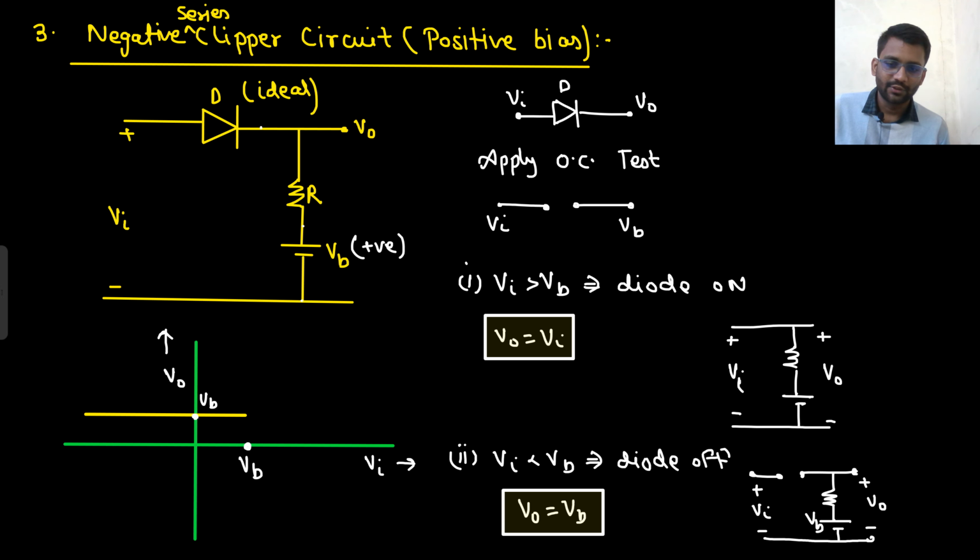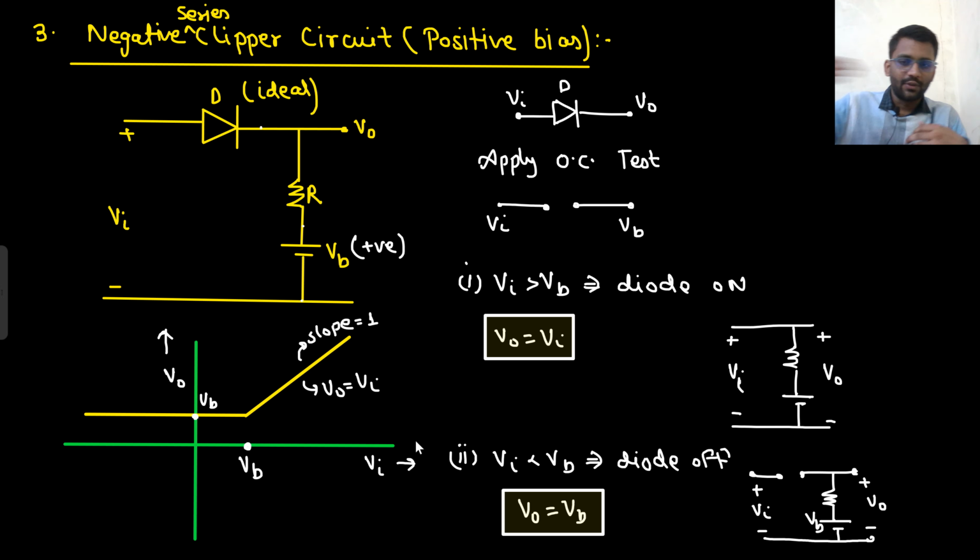And after that, V naught is equal to V in. So slope will be 1 and slope is positive. So the graph will go like this. V naught is equal to V in. The slope is 1. You can check here, V naught equals VB. That means at V in equals VB, the voltage should be VB only. At V in equals VB plus 1, what should be the voltage? It should be VB plus 1 only, right? Because V in is equal to VB plus 1. So this is simple maths that we draw the graph.